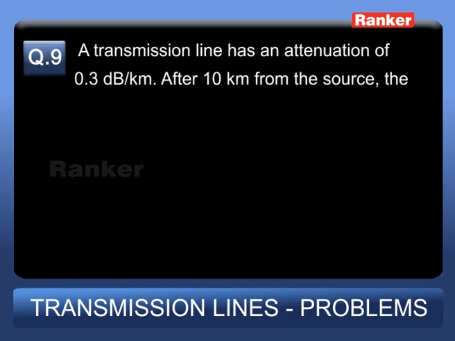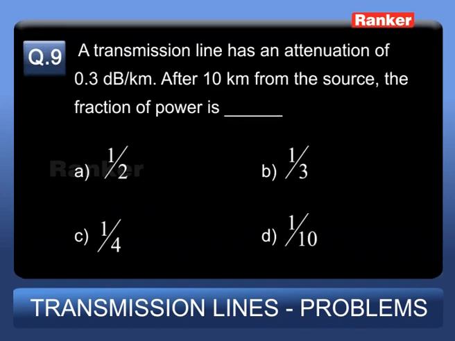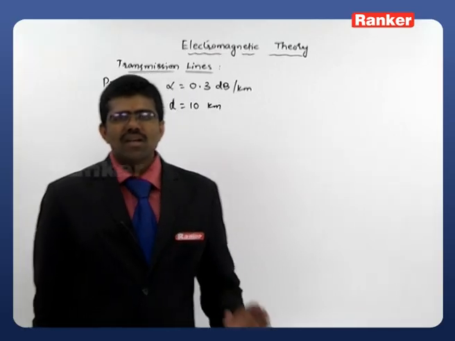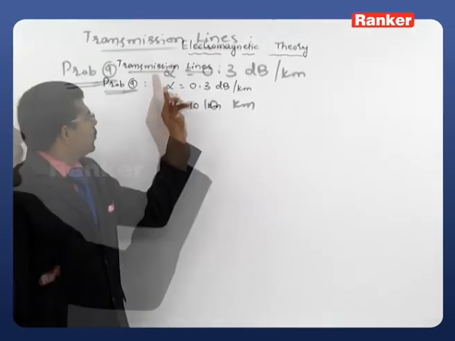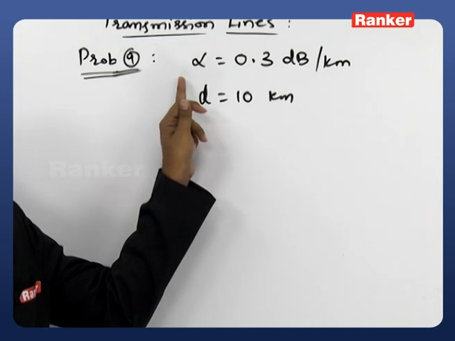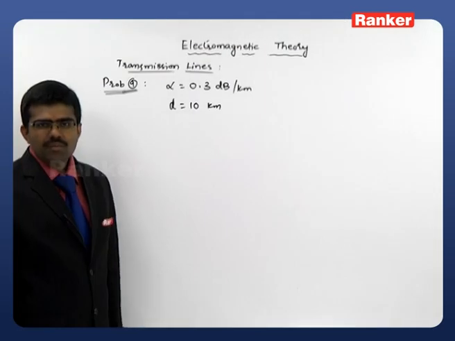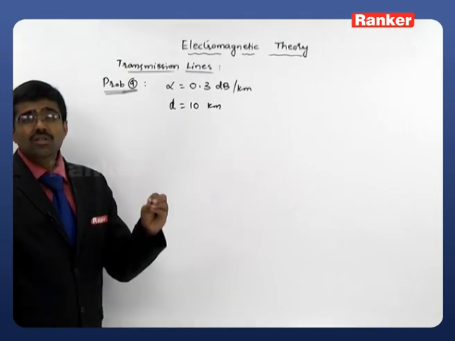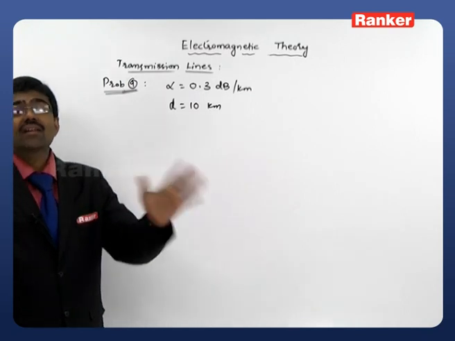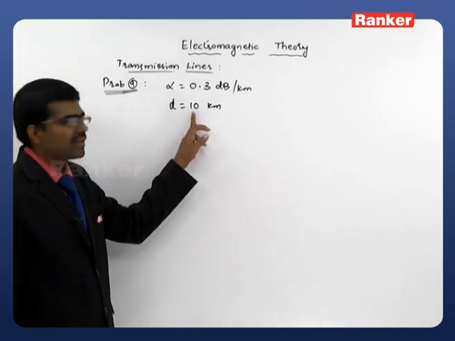Problem 9. A transmission line has an attenuation of 0.3 dB per kilometer. After 10 km from the source, the fraction of power is: option A, 1 by 2; option B, 1 by 3; option C, 1 by 4; and option D, 1 by 10. Now observe the data given to us. We have a transmission line with attenuation of 0.3 dB per kilometer. We are supposed to calculate how much power will be there after 10 kilometers, the distance given.